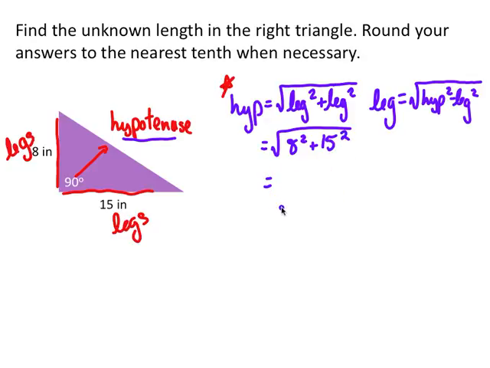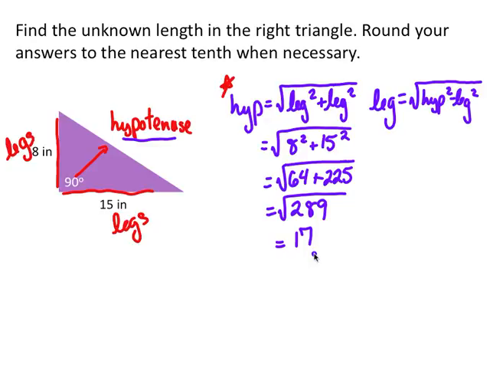Okay, now it's just order of operations. So inside the square root, we need to do those exponents first. 8 squared is 64. 15 squared is 225. Then we need to add. 64 plus 225 is 289. And then we take the square root of 289 and we get 17. That's the length of this hypotenuse. And since the other two sides were in inches, this one is also. We'll make sure we label that. So the hypotenuse is 17 inches long.